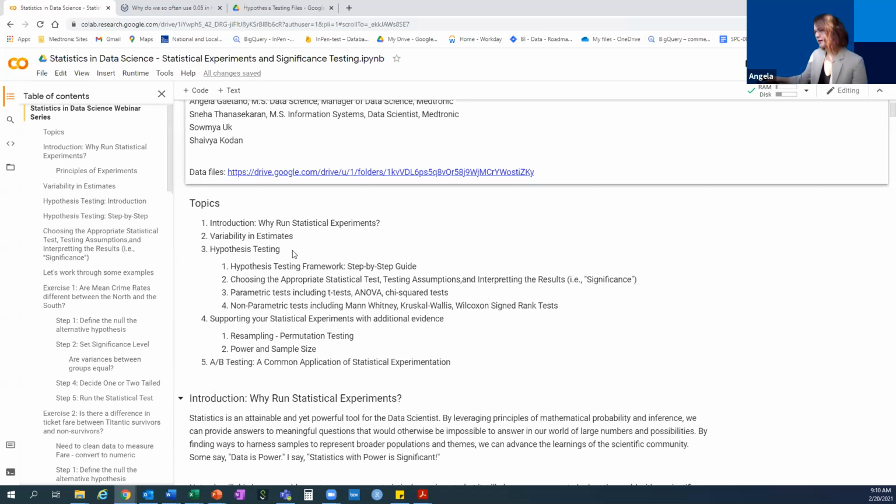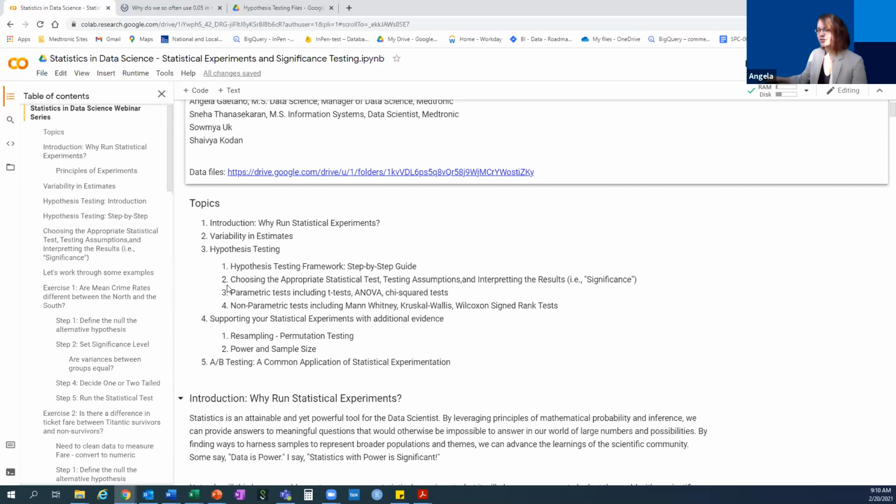And then probably our biggest topic today is hypothesis testing, traditional hypothesis testing. I will be providing a step-by-step guide to the standard hypothesis testing framework. This is a step-by-step process that you can use for almost any traditional hypothesis test to help you get from beginning to end with any hypothesis test that you would like to perform.